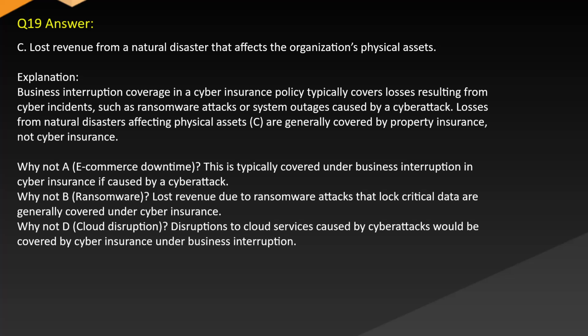Why not A, commerce downtime? This is typically covered under business interruption in cyber insurance if caused by a cyber attack. Why not B, ransomware? Lost revenue due to ransomware attacks that lock critical data are generally covered under cyber insurance. Why not D, cloud disruption? Disruptions to cloud services caused by cyber attacks would be covered by cyber insurance under business interruption.